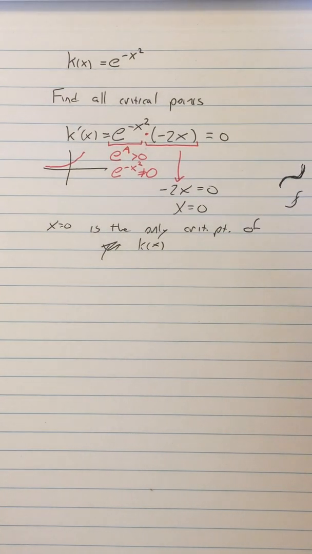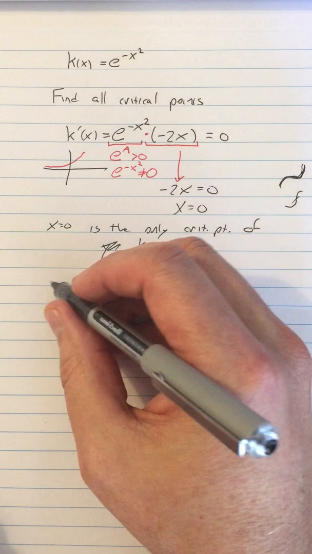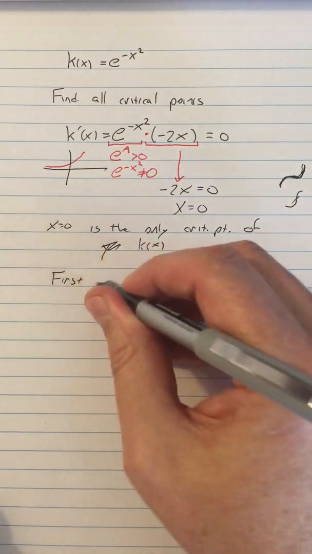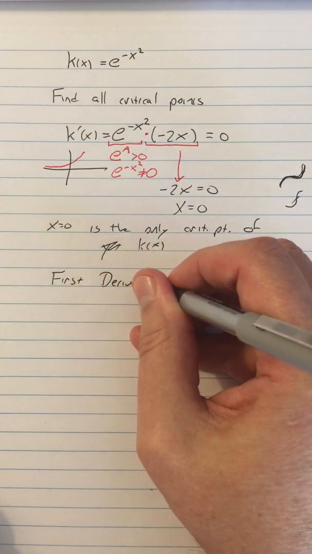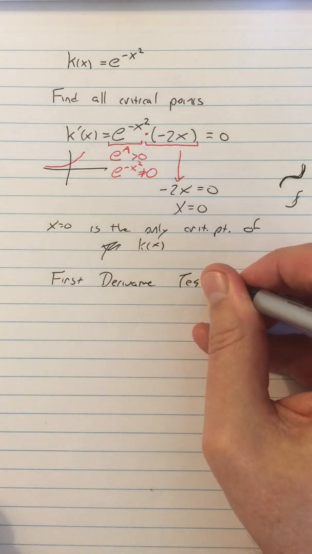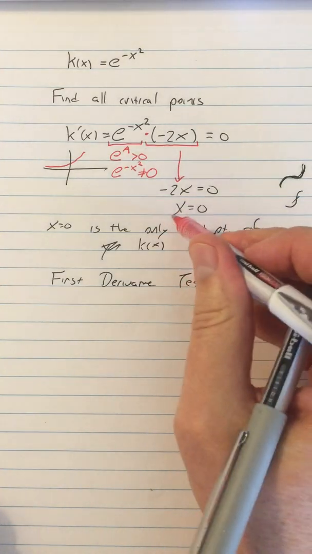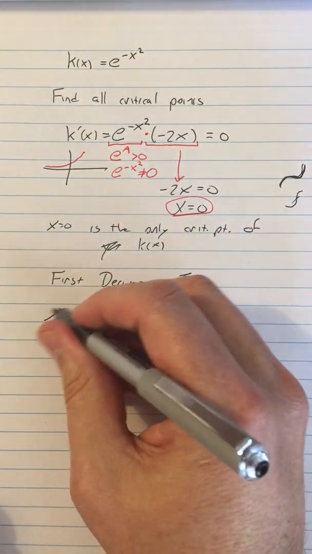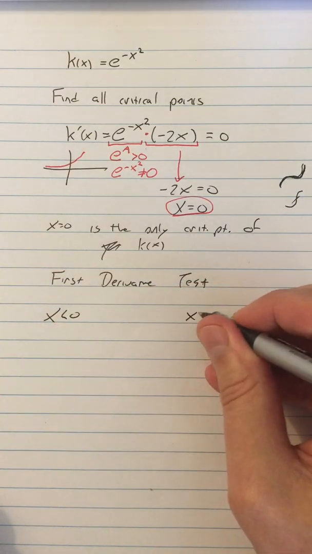Okay, so for this second part, we're going to examine the behavior of f prime. So we're going to do what's called the first derivative test. We're going to take this critical point x equals 0, and look at what happens when x is less than 0 and when x is greater than 0.